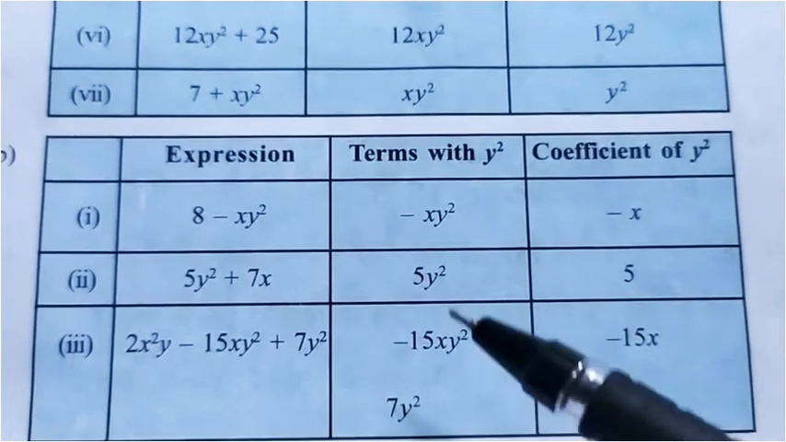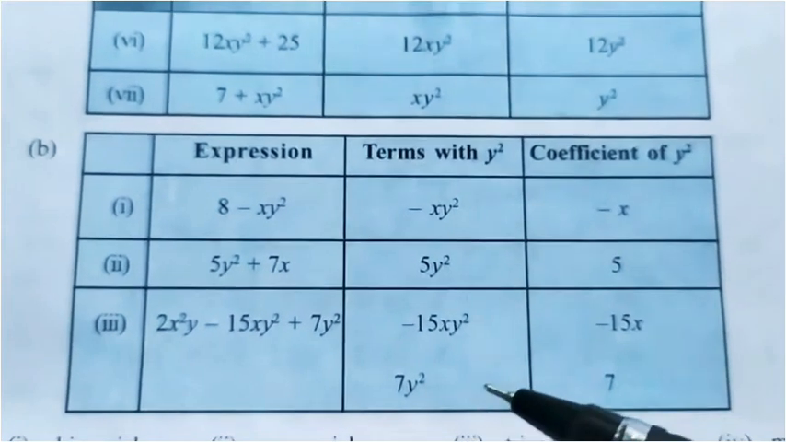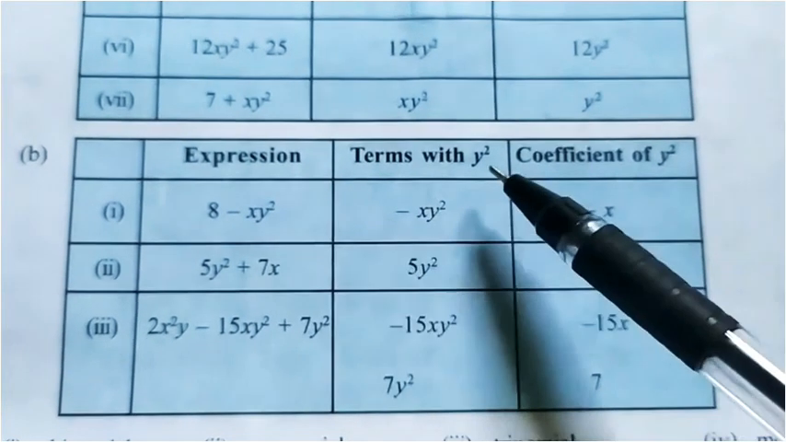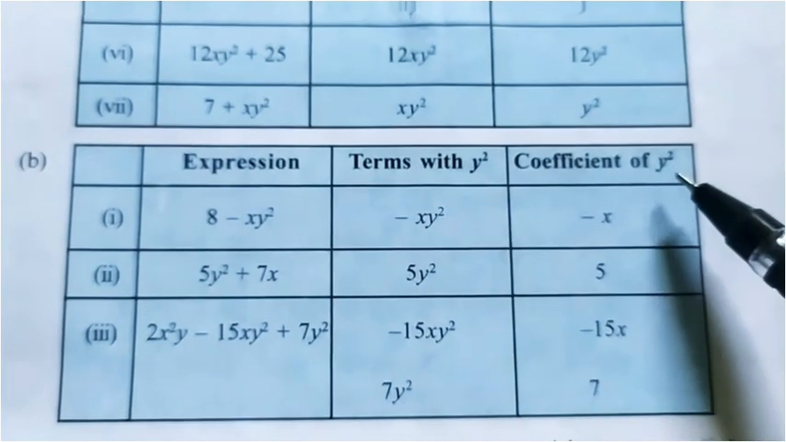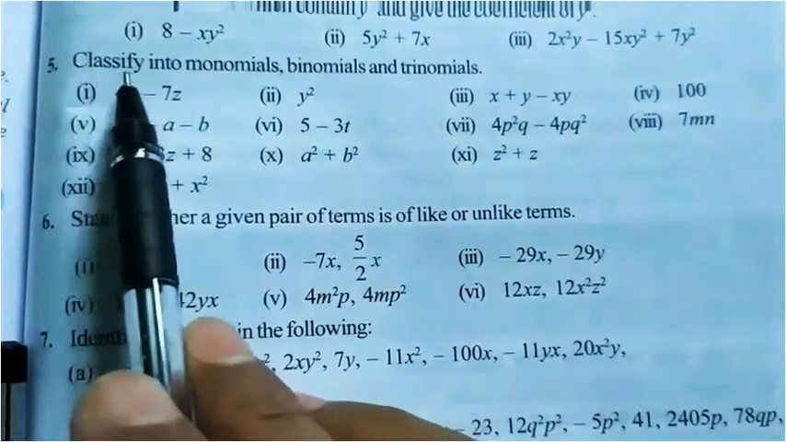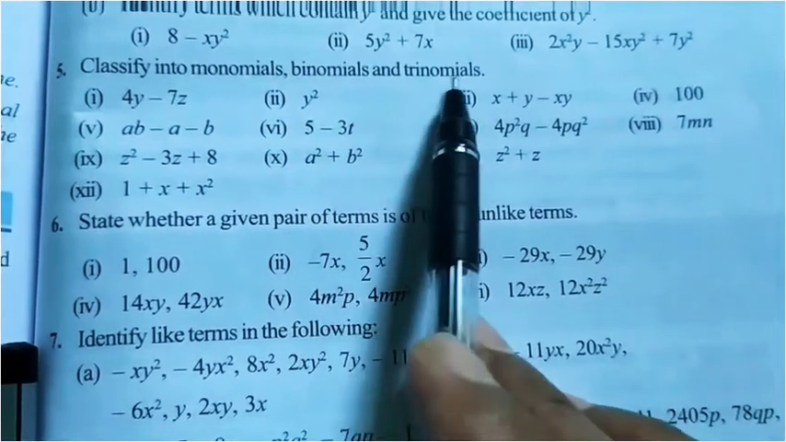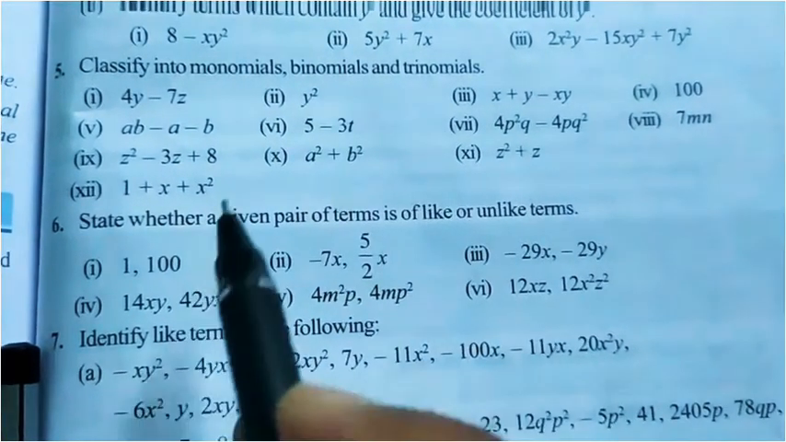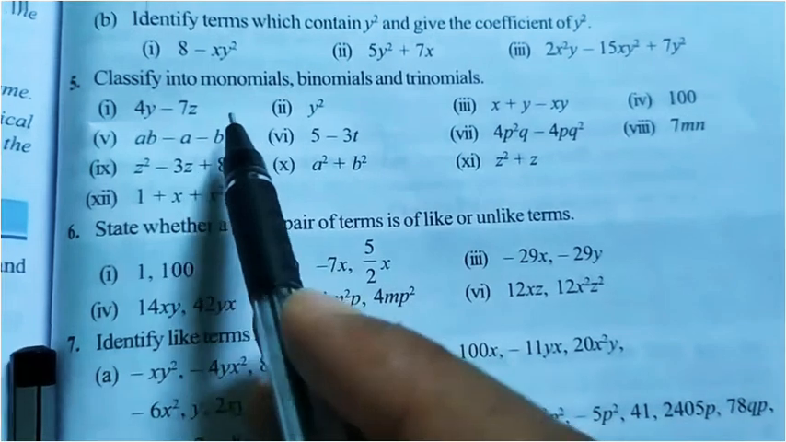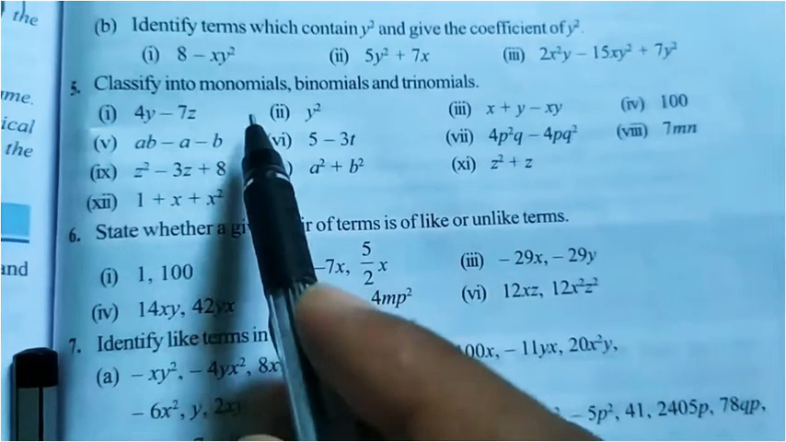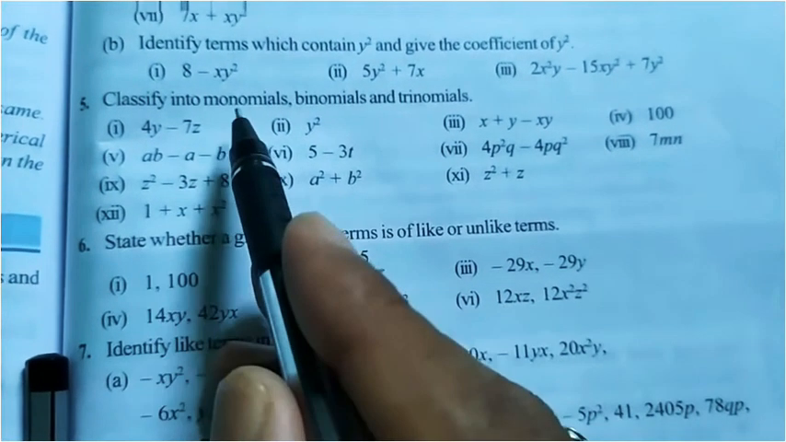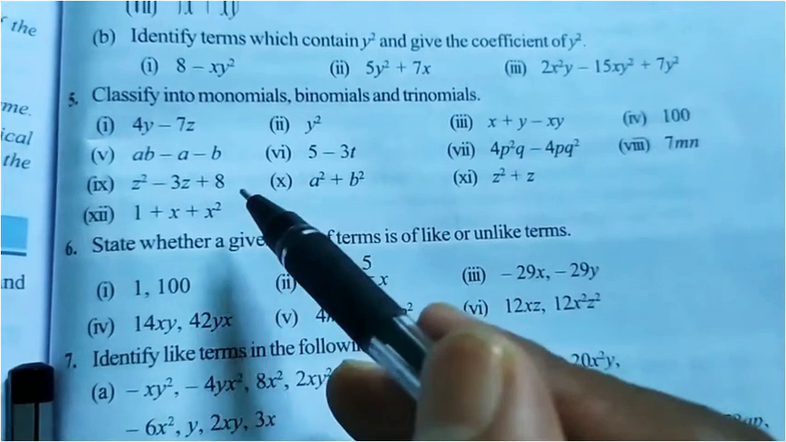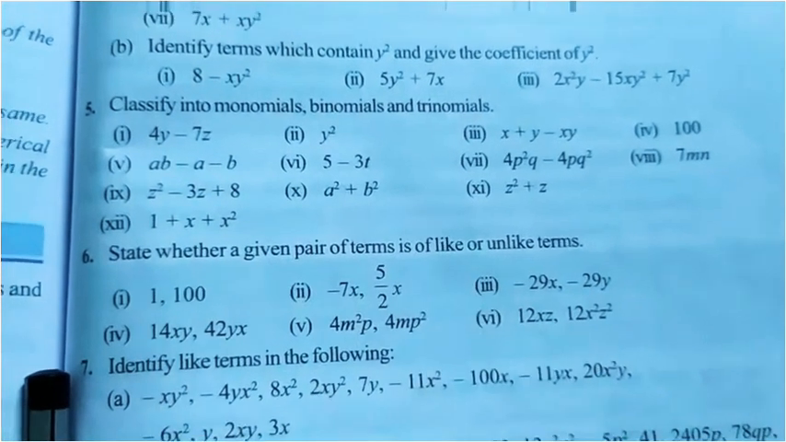The answer for the second question: like this you have to make the table for the expression terms with y square and the coefficient of y square. Fifth question, classify into monomial, binomial and trinomial. Make 3 columns, monomial, binomial, trinomial, and write the answers. I will just write MBT here: M means monomial, B means binomial, T means trinomial. In this video, but in your notes you have to write separately and neatly.